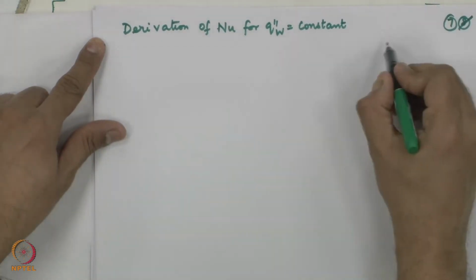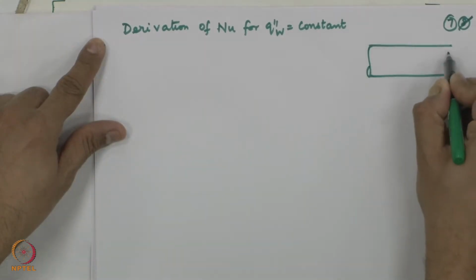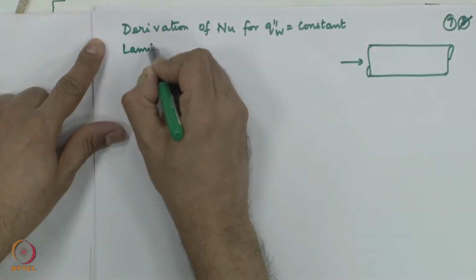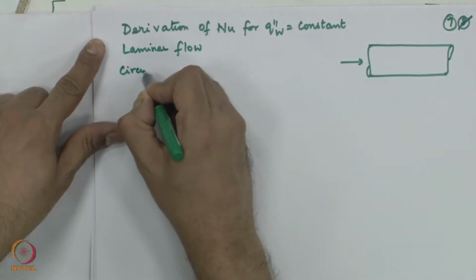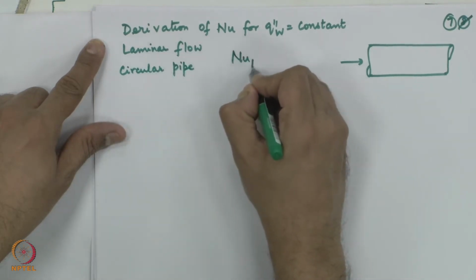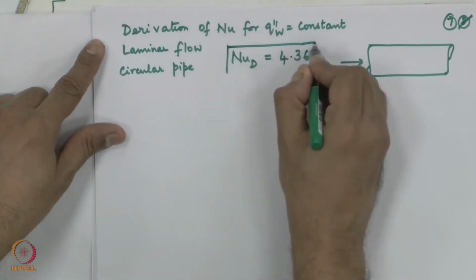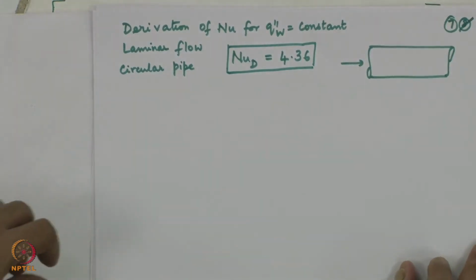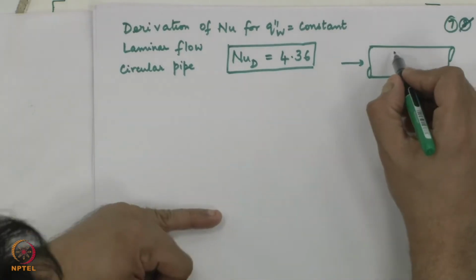So, you have a laminar flow through a circular pipe. We want to show that Nusselt number is equal to 4.36, which is a constant. This is what, at the end of this module, or probably half of the next module, we are going to prove.